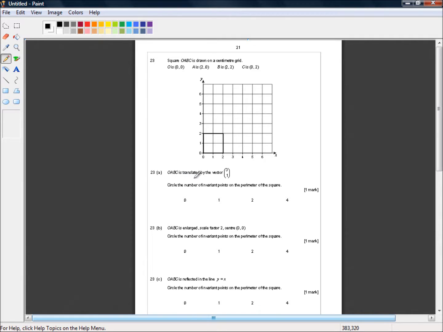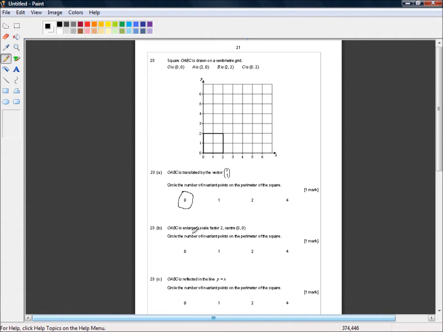23a, OABC is translated by the vector 3, 1, so we're moving it 3 across by 1 up. Circle the number of invariant points on the perimeter of the square, and that's just worth 1 mark. Well, if we're moving the whole square, not one single point on that square is going to map to itself. So the answer is very obvious and I'm somewhat puzzled. Why did you ask such an easy question? 0.